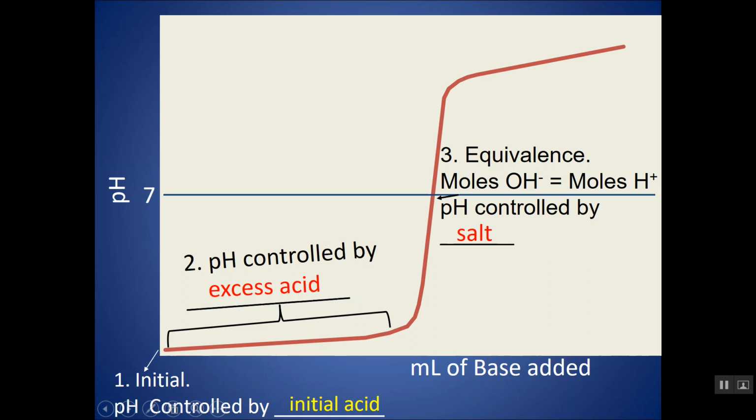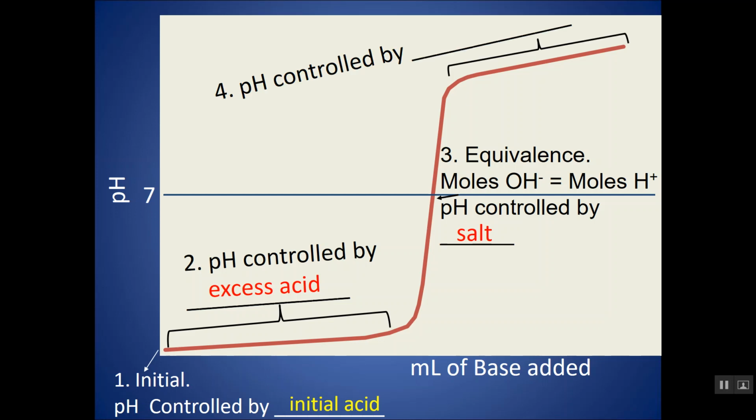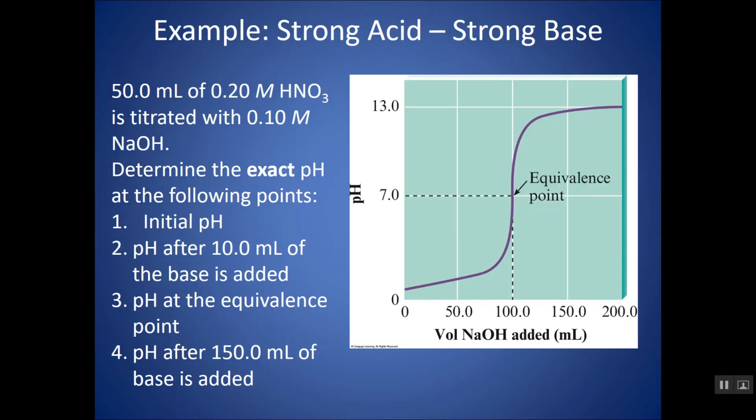Okay, here is your equivalence point for a strong acid, strong base. It's always going to be 7 because of your salt. Your salt is a neutral salt if it's a strong acid, strong base. And above here, your pH is going to be controlled by excess base. So in this situation, you have to figure out how much base you have remaining in your container after it's reacted with the acid, and then do your pOH and then pH based on that.